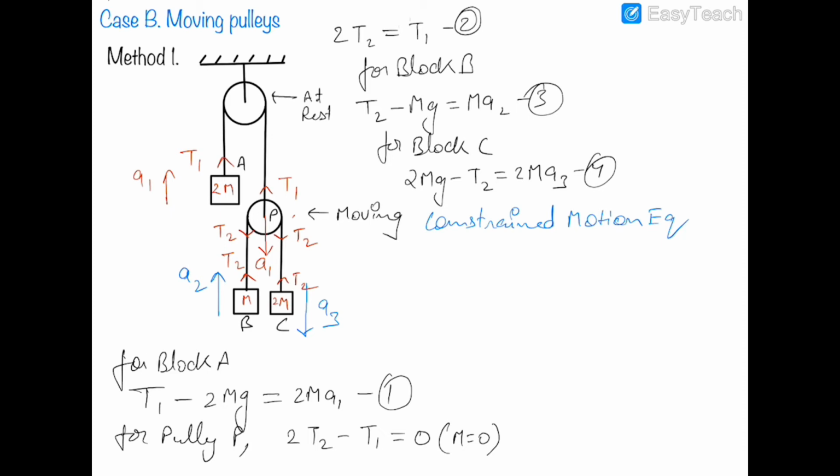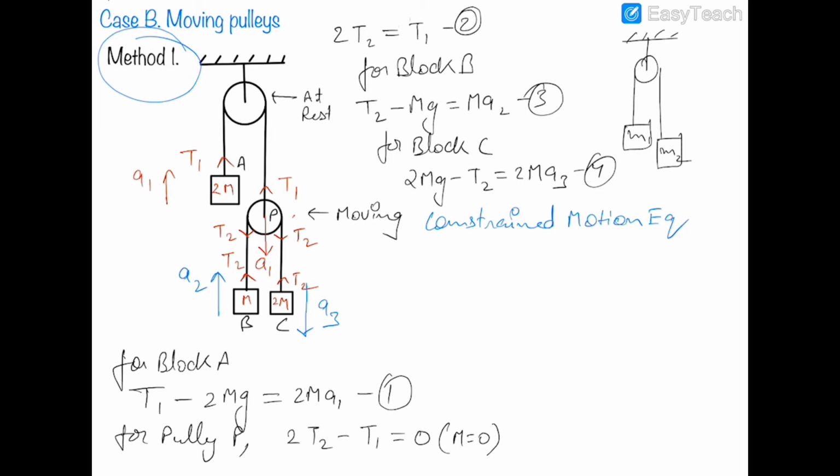So the method 1 which I am demonstrating for the constrained motion equation is the relative acceleration method. So we already discussed that if the pulley between any two masses is at rest, then their acceleration is the same. We have already discussed this fact. Now we are watching in this problem that this pulley P is moving, and therefore the accelerations of B and C are different.